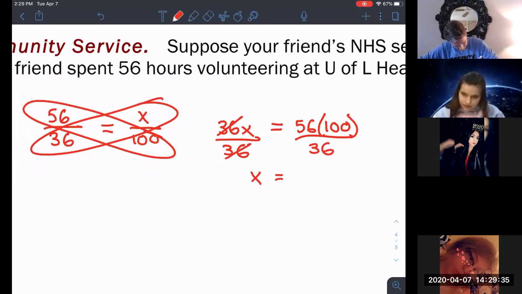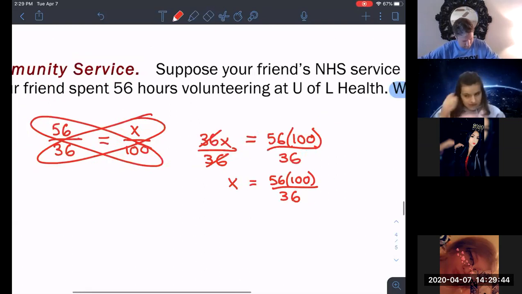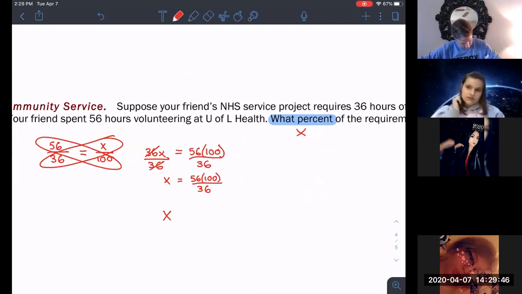We get x equals 56 times 100 divided by 36. All right, and if we solve that, we'll get our answer. So let's do Abby this time. Abby, you do the math and tell me what you get.